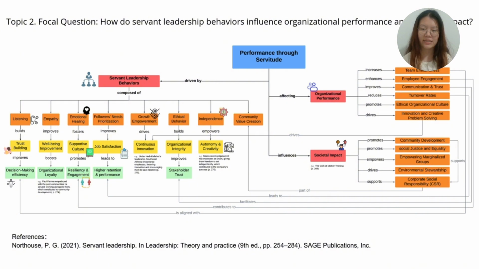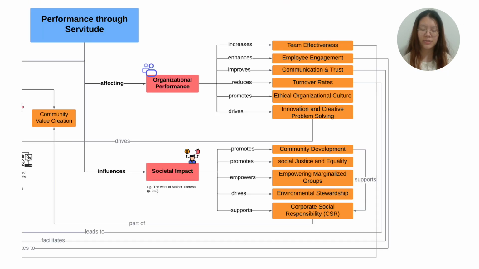As for social impact, the influence of servant leadership extends beyond organizational boundaries. It plays a crucial role in community development, social justice, and empowering marginalized groups. Through environmental stewardship and robust CSR initiatives, organizations contribute to sustainable development goals. Emphasizing ethical behavior and integrity builds trust, a threshold for effective CSR initiatives.